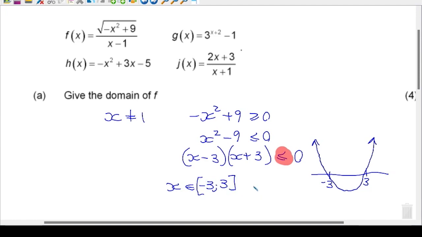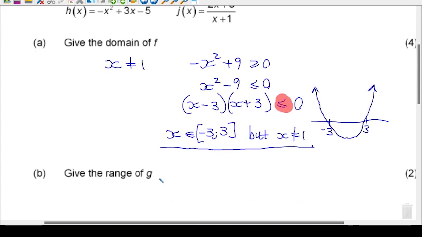But don't forget that x cannot equal 1 either. 1 lies inside there, but 1 is a problem because it makes the denominator 0. And remember, we can't divide by 0. When we have 0 underneath, it's undefined.